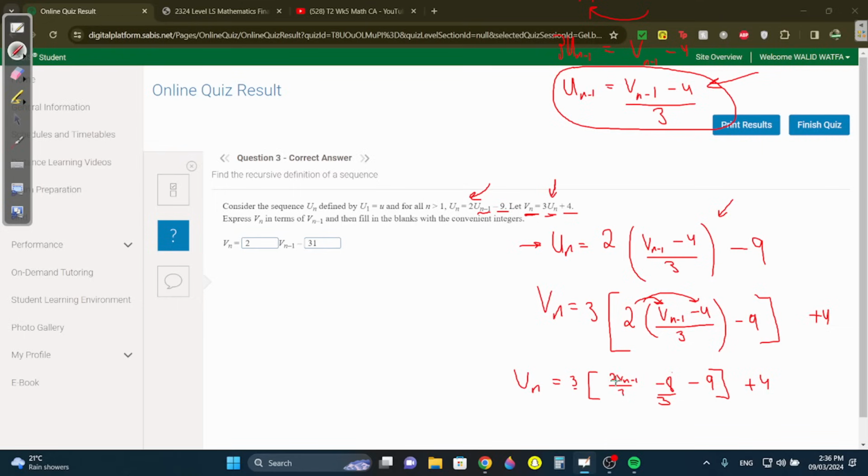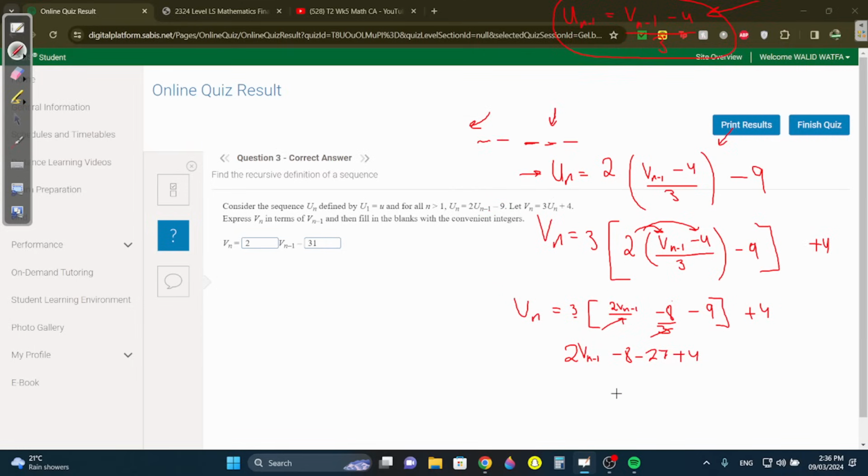3 into 2Vn minus 1 over 3 cancels, 3 with 3. 3 into minus 8 over 3 cancels. 3 into minus 9 is minus 27. So you have 2Vn minus 1 minus 8 minus 27, because 3 times minus 9, and then plus 4. Minus 8 minus 27 plus 4 is actually minus 31. Let me take this off. You get 2Vn minus 1 minus 31. So we found Vn in terms of Vn minus 1.